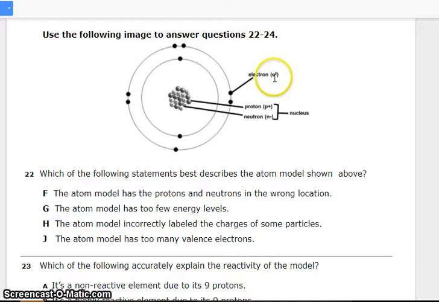So we have electrons, E with a 0, protons, P with a plus, neutrons, N with a minus.